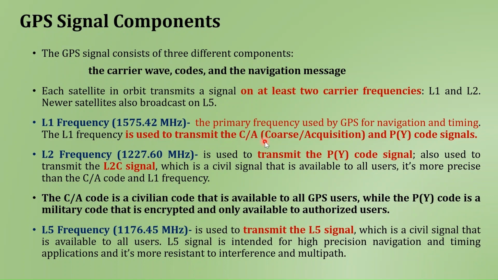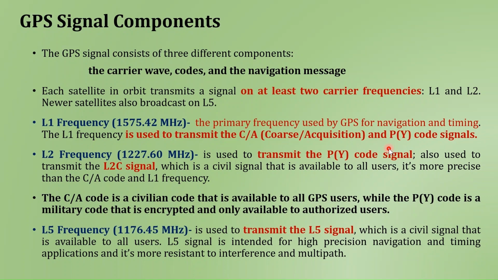Now, what are the CA code and PY code that we mentioned just now? The CA code is the coarse acquisition code and is the civilian code that is available to all GPS users, while the PY code is the military code which is encrypted and is available to authorized users. So in the L1 frequency, we have the CA code as well as the precision code, while in the L2 frequency, we have the precision code and the L2C signal.